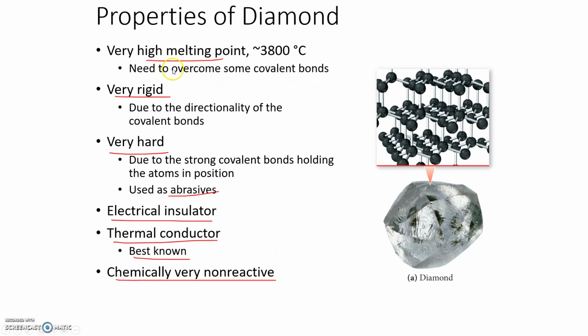The properties of diamond are a very high melting point. They are very rigid. They are very hard. That's why they are used as an abrasive. It is the best conductor of heat, an electrical insulator, and chemically very non-reactive.